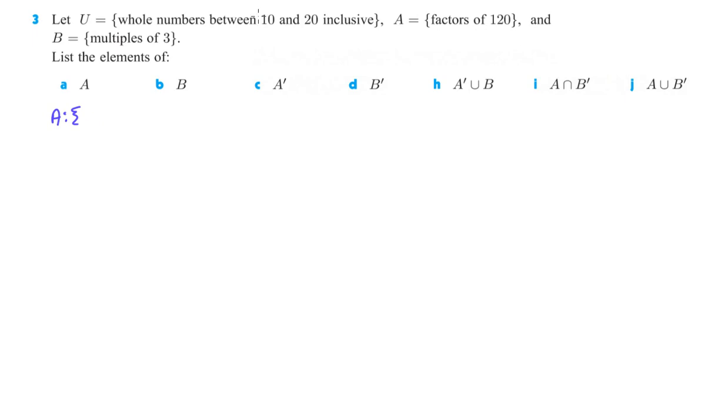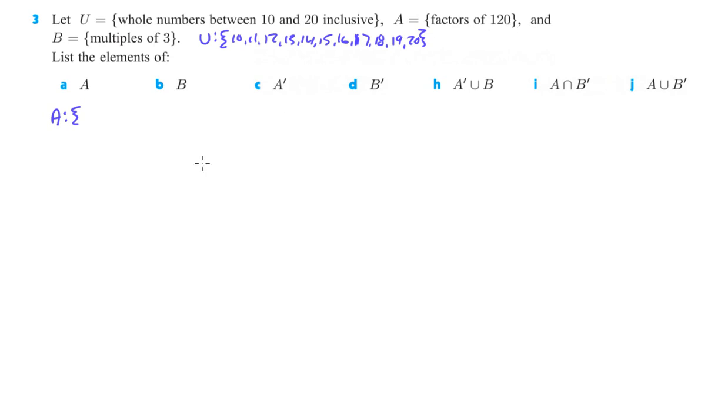Now here's the thing, I really want to know what U is also, so I'm going to list U up here as well, because I know that A and B can only include the numbers that are in U. The universal set is whole numbers between 10 and 20 inclusive. So that's 10, 11, 12, 13, 14, 15, 16, 17, 18, 19, and 20, right? So the only things that can show up in A are any of these numbers here that work.